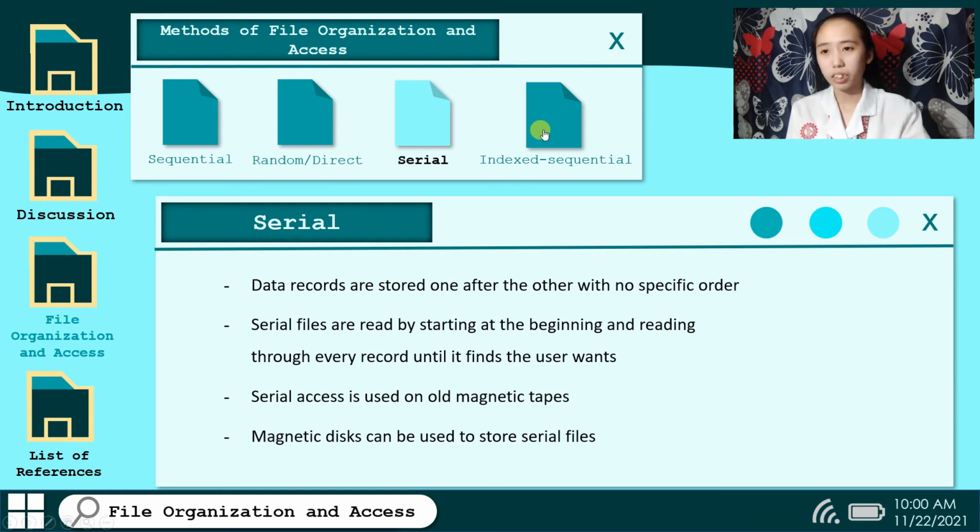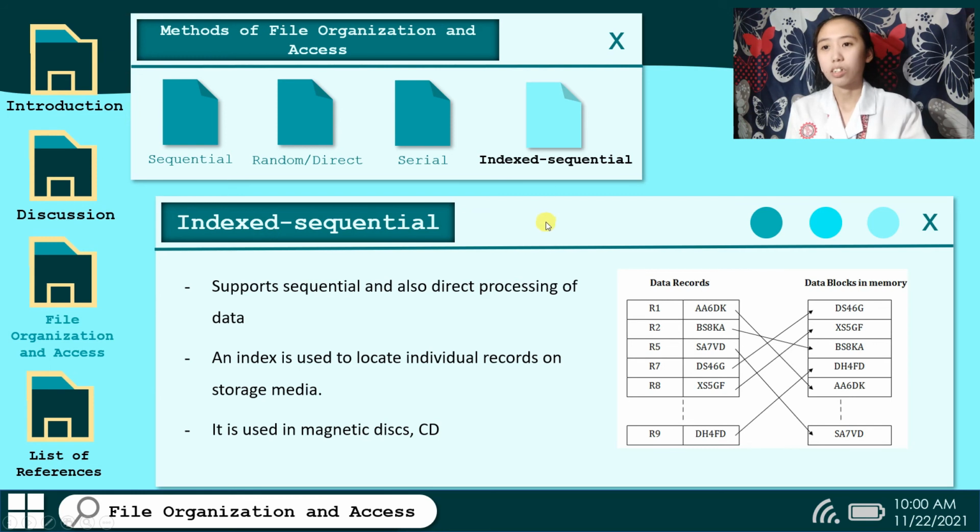And the last one, the indexed sequential, supports sequential and also direct processing of data. An index is used to locate individual records on storage media. So each record has an assigned index that can be used to access it directly. An indexed sequential file can only be stored on random access devices like magnetic disk and CD.